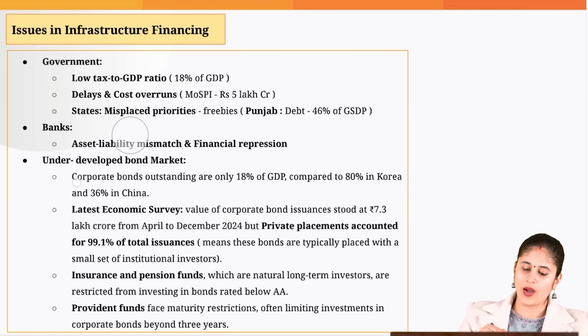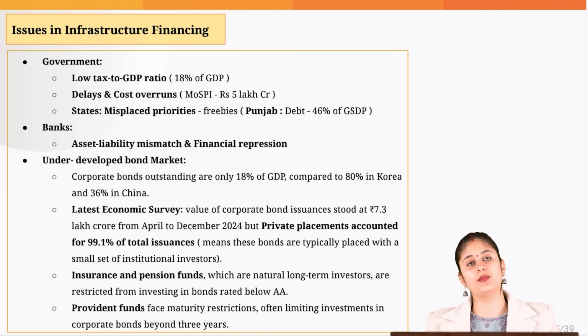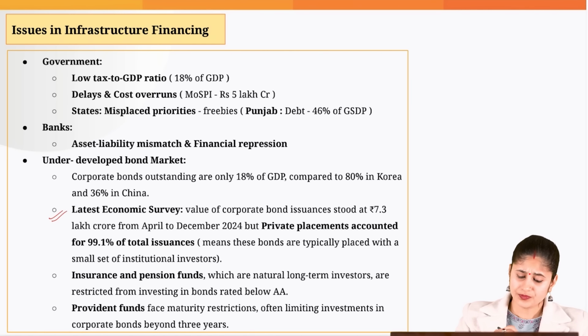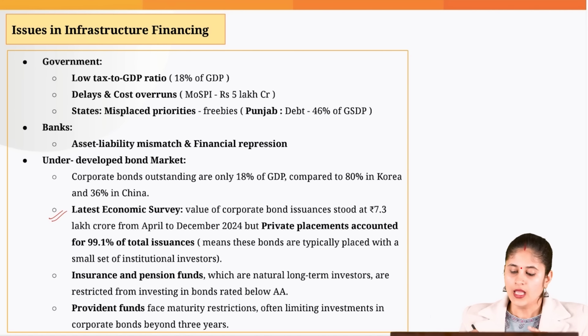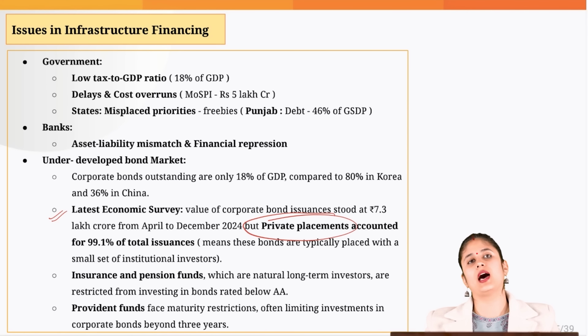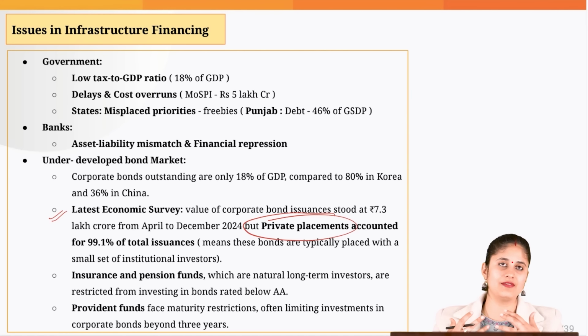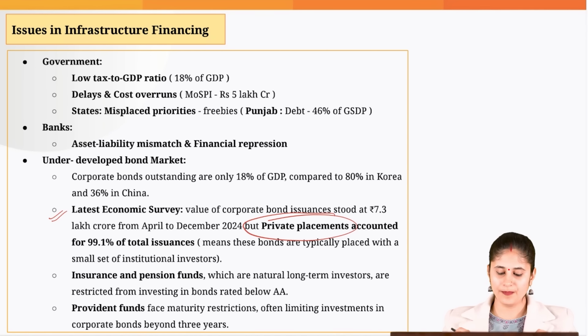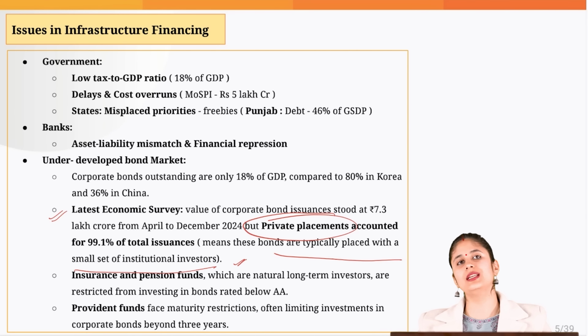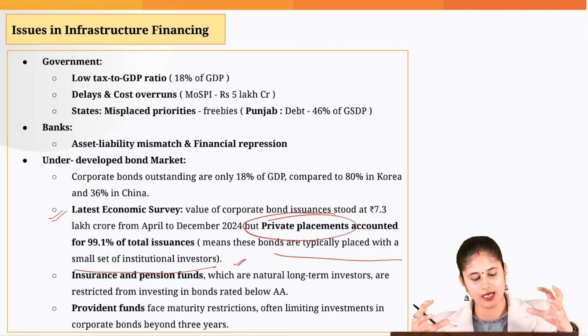Now, why do we have an underdeveloped bond market in India? It is because the majority of the bonds that are issued are given for private placement. It's not like you and me, retail investors, can invest in those corporate bonds. It is majorly being released for certain qualified investors. They are typically placed with a small set of institutional investors. So the investor base is very small.